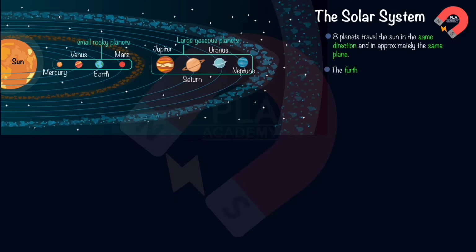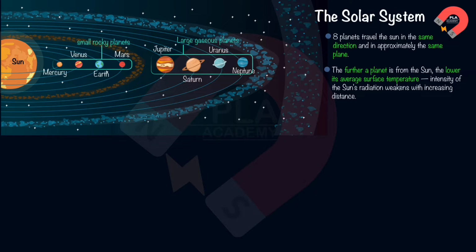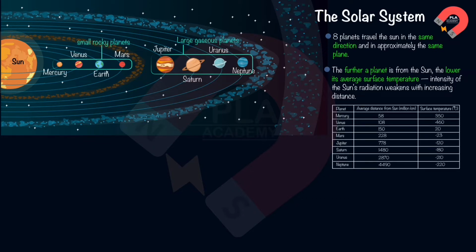The further a planet is from the Sun, the lower its average surface temperature. This is because the intensity of the Sun's radiation weakens with increasing distance. However, as shown in the table, Venus is an exception. Its average surface temperature is higher than Mercury's even though it is farther from the Sun. This is because Venus has a thick atmosphere rich in greenhouse gases, which trap heat and raise the temperature.